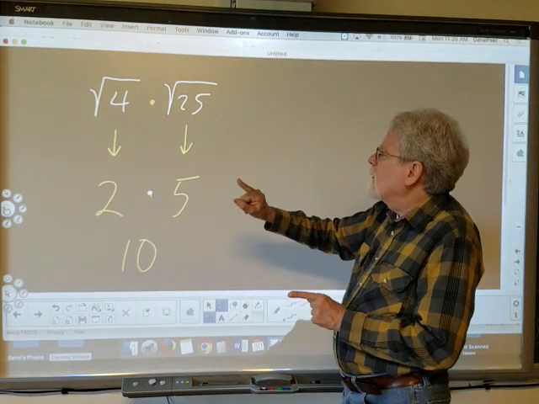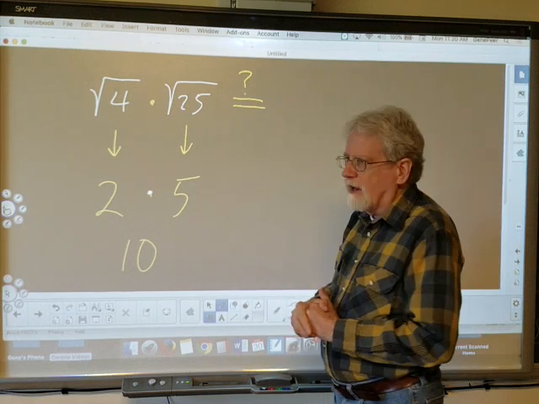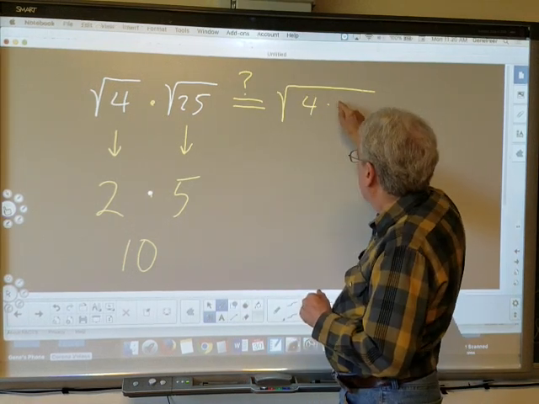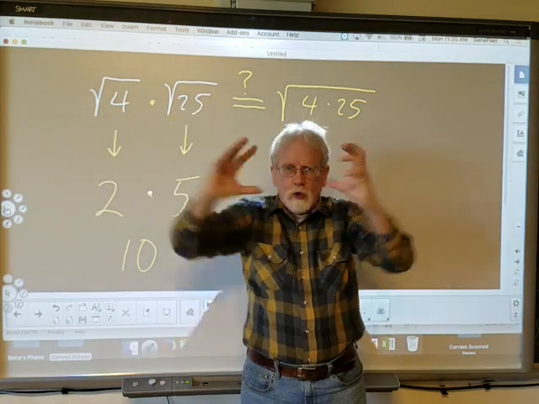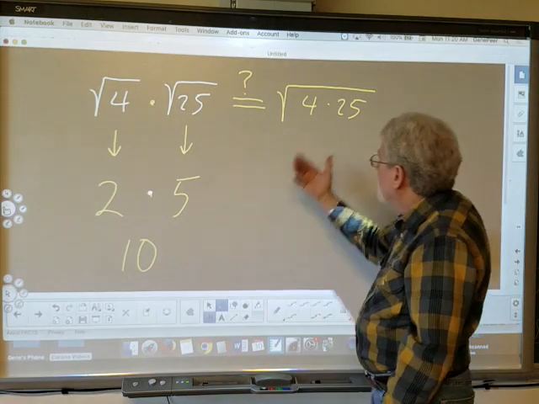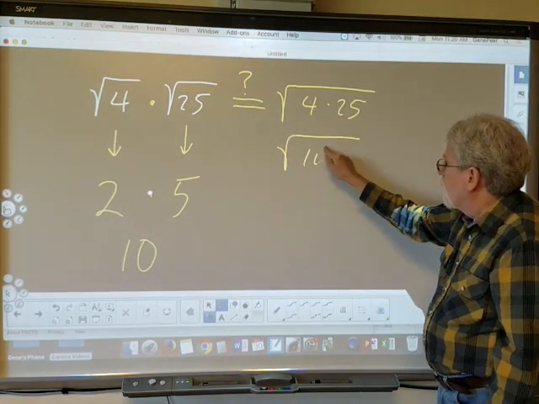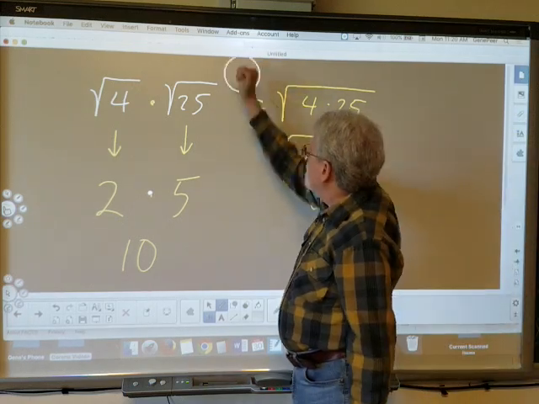Now, on the other hand, will that be the same thing as taking the square root of 4 times 25? Just taking these 2 square roots and putting them together into 1. Well, square root of 4 times 25 is going to be the square root of 100. How about that? It is 10. They are equal.